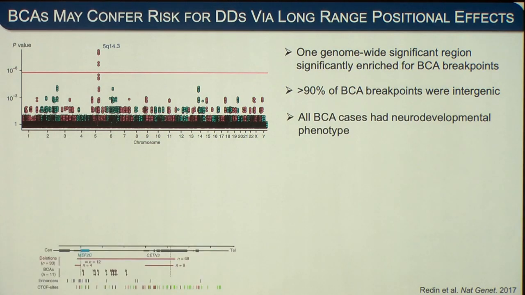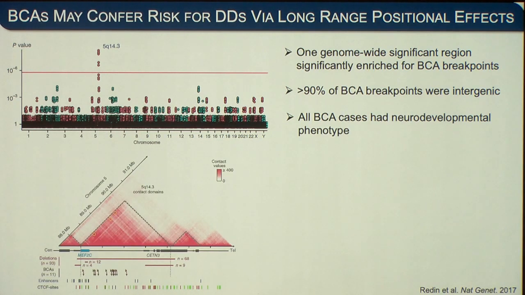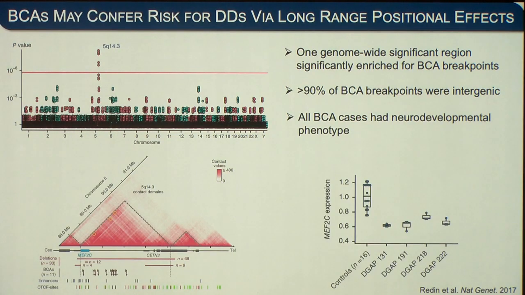And so when we zoom in on this region, we can see here that the BCA breakpoints are all non-recurrent. The vast majority don't disrupt a known disease gene, and they also don't disrupt any annotated cis regulatory elements. But what they do have in common is that they all disrupt a single topologically associated domain that contains a well-known neurodevelopmental gene, MEF2C. So we performed qPCR on a subset of the cases and observed significant downregulation of MEF2C expression in the cases compared to the controls. And this was consistent with haploinsufficiency of this gene.